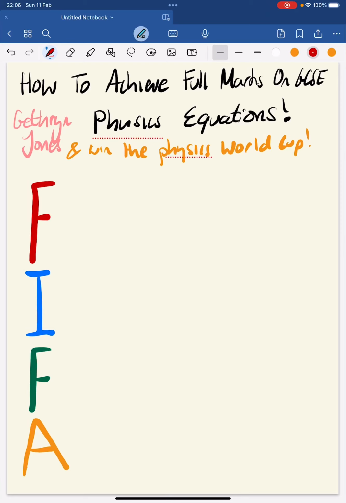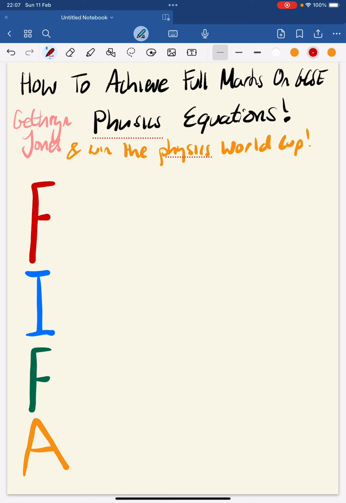This video will help you achieve full marks on GCSE physics equations, and it does this by using the FIFA method. This method has been written about by Griffin Jones, and it's written in a blog entitled E=mc² and all that. But I'll explain in this video about how you should be using it and embedding it all the time.